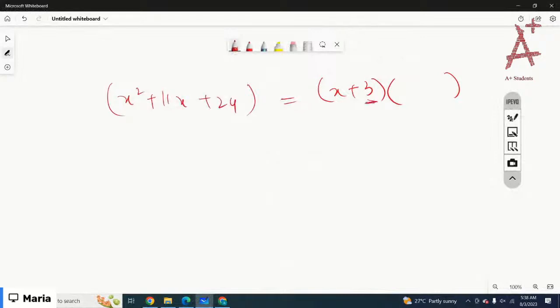Okay, you can see you are given 3 here, right? So when you multiply r and s, they make 24, right? 3 times what number makes 24? 3 times 8 makes 24, right? And when you add them, they make 11. 8 plus 3 is 11, isn't it? That means the missing factor is x plus 8, right?